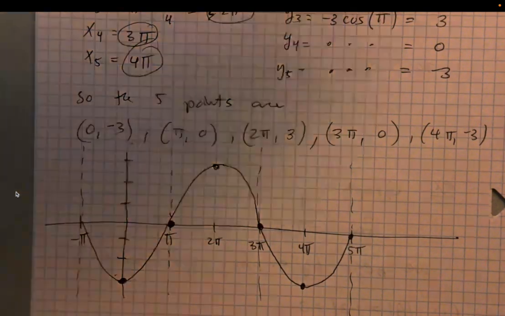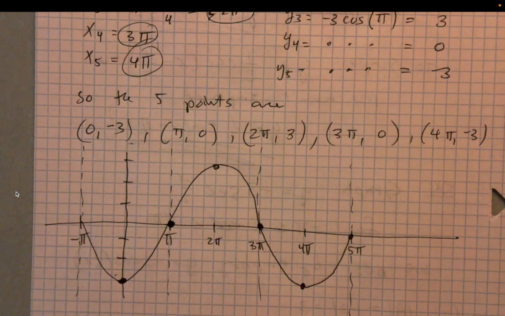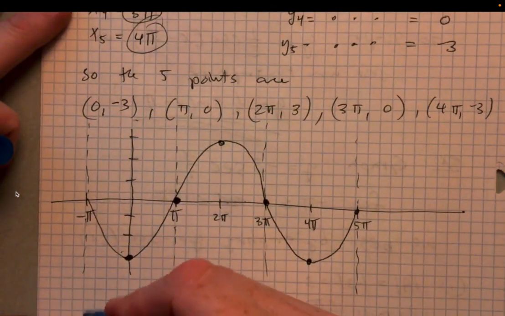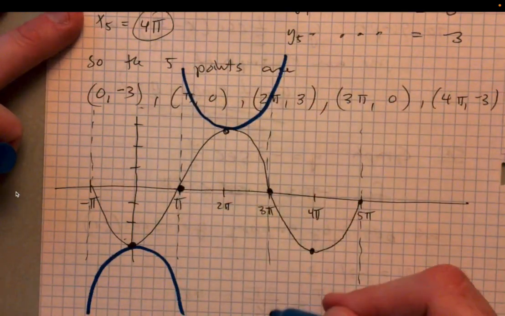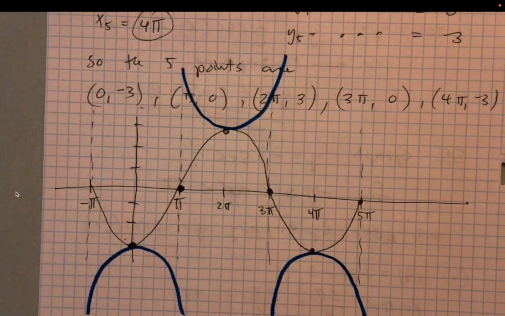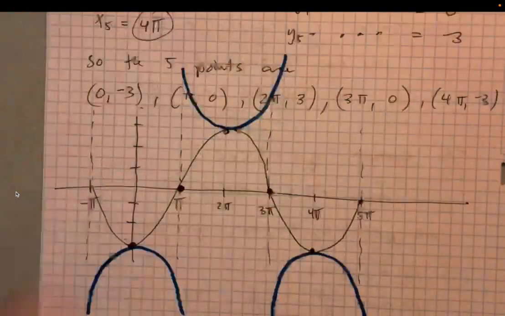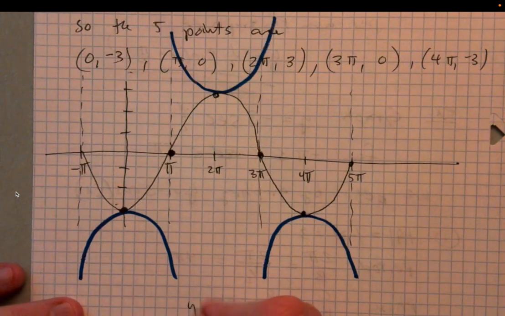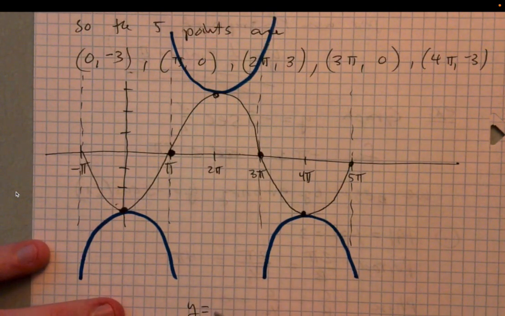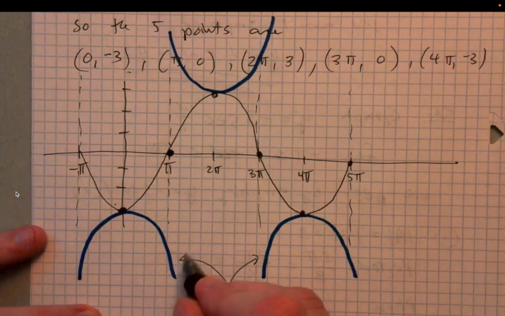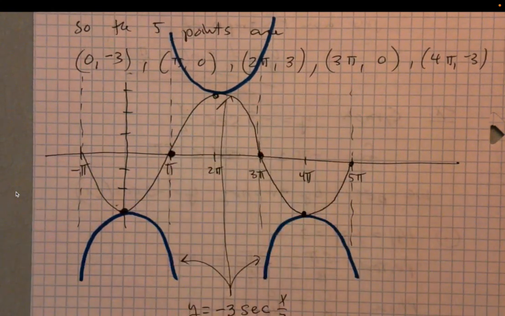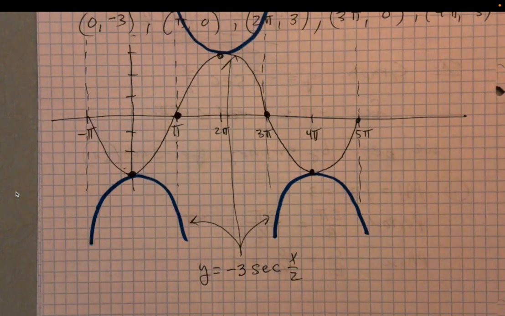And now what's the secant doing? Well, the secant is just going to mirror the cosine in these intervals. So it's going to come up like this, and then it's going to come down like this, and then it's going to come up like this. Okay, and so this is the secant function. And so y equals, what was it? -3 secant of x over 2 is this guy here in the blue. So that's how we would go about plotting the secant function.